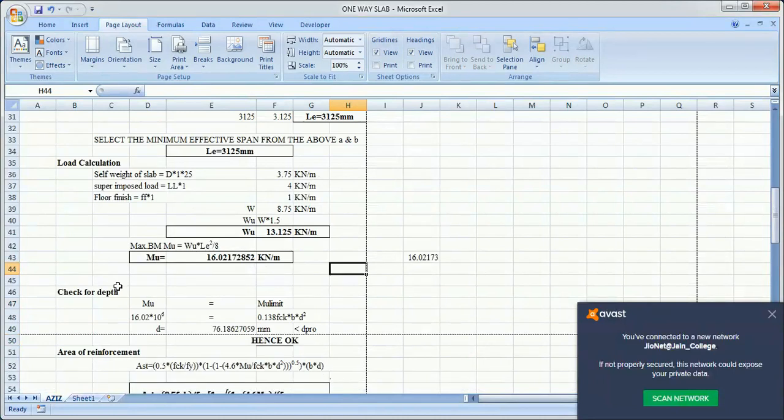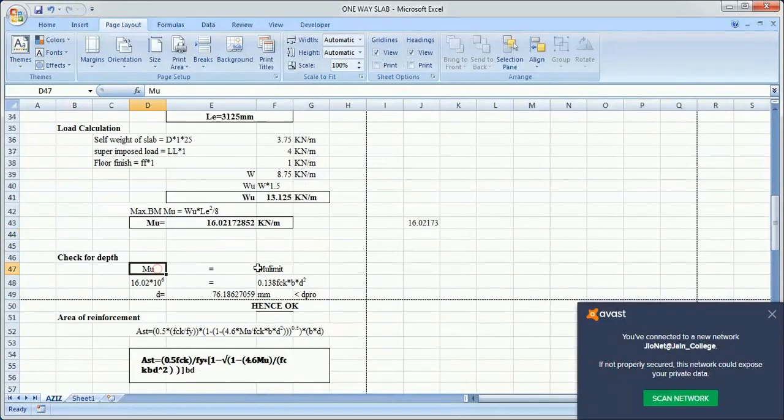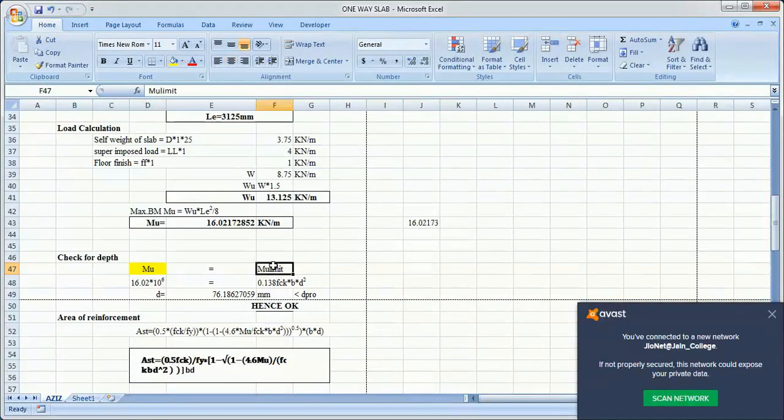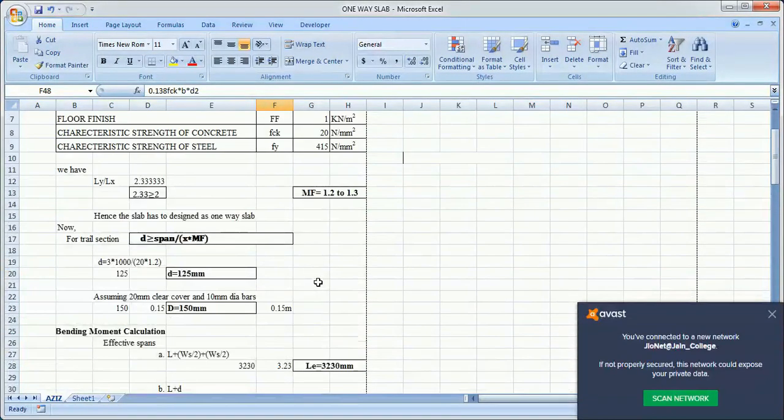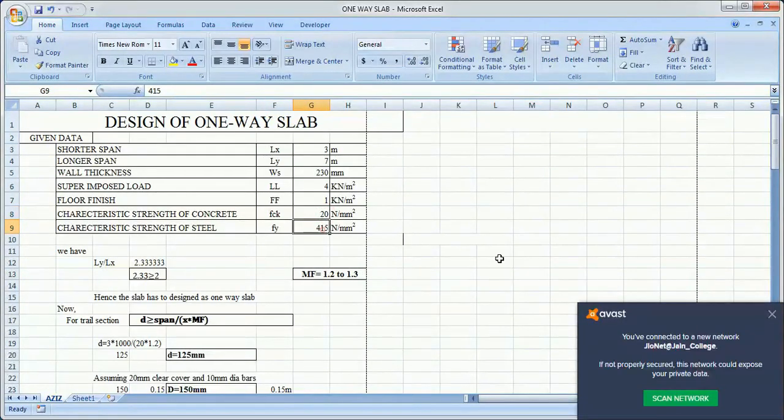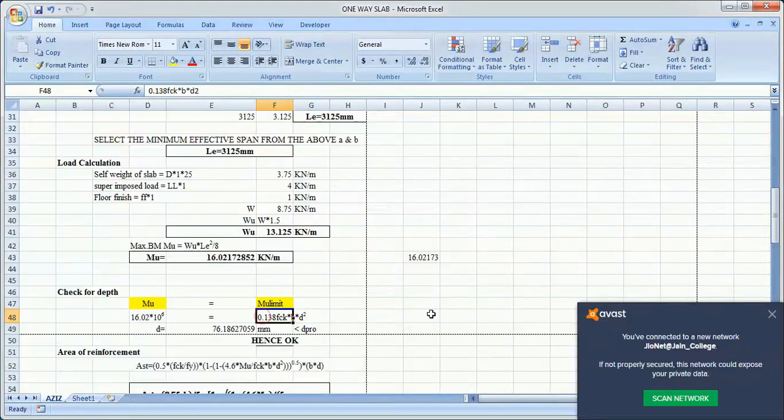Okay. Then after that we have check for depth. So by equating Mu is equal to Mu limit, what you have to do? Mu we have got 16.02 into 10 to 6, that is in Newton mm, and Wu L square by 8 is Mu. The Mu limit is 0.138 fck b d square based on the grade of concrete. So our grade of concrete is M20 and Fe 415. So our Mu limit is 0.138 fck b d square.